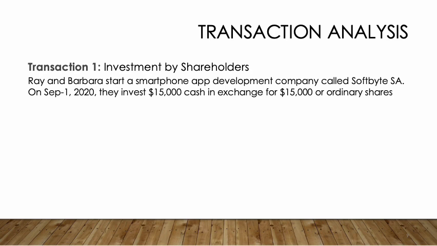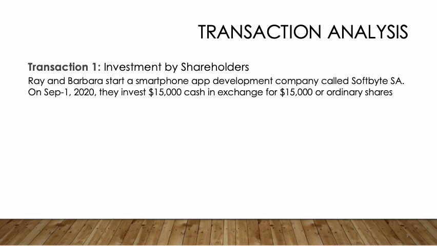So the first one is an investment by shareholders. Ray and Barbara are going to start a smartphone app development company called SoftBite SA. On September 1st, they invest $15,000 in cash in exchange for $15,000 of ordinary shares. So the obvious part is that the business has experienced an increase of $15,000 in cash.